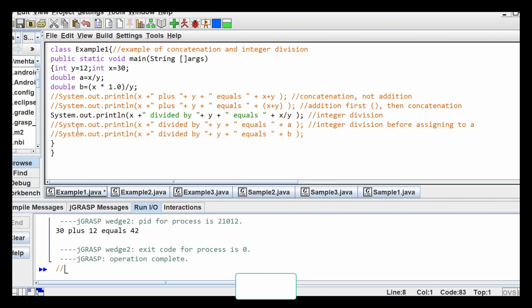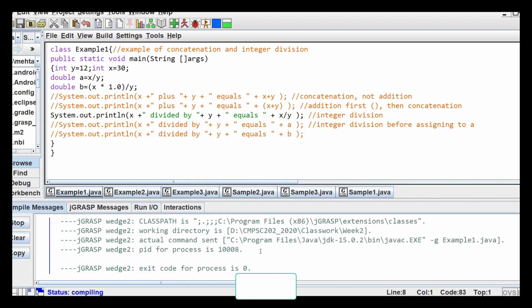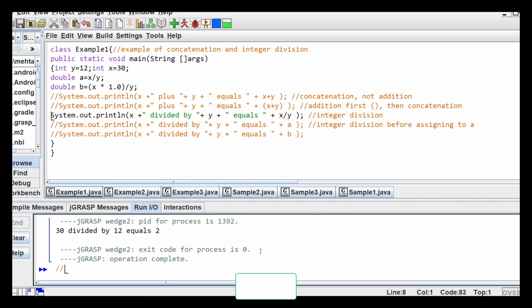In the next one, we're going to do division. And X, you'll remember, is 30 and Y is 12. So 30 divided by 12 equals 2. Well, we're not so happy about that. We would like it to be 2.5. 2 is not an acceptable number.